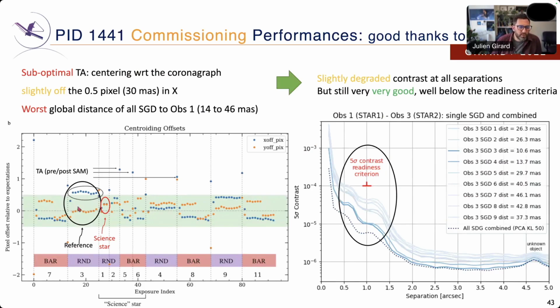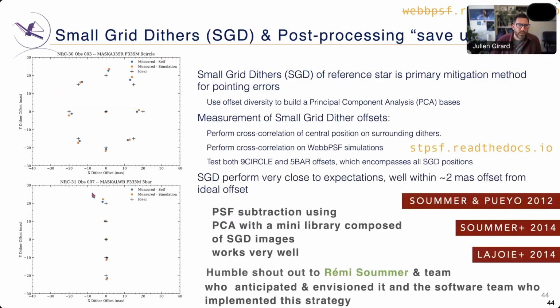And we almost achieved it straight away during commissioning, but in some cases, maybe 2-3 sigma cases, the stars landed a bit further away. So basically, the small grid dither implementation, and shout out to Rémi Soummer and Laurent Pueyo, who worked a lot on that in the past. The small grid dither strategy has saved us in recovering basically the contrast associated with the principal component clip subtraction method.